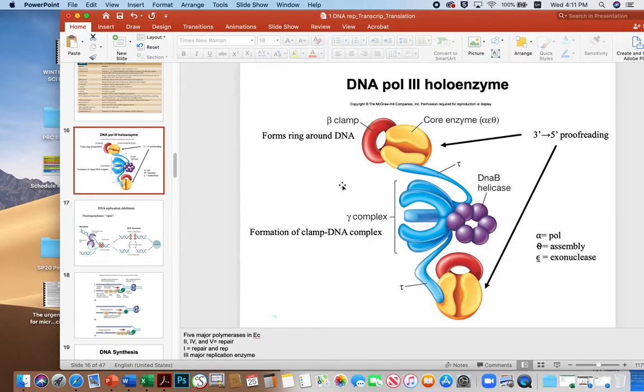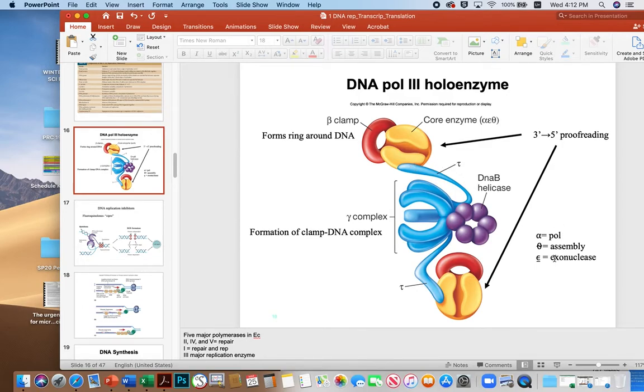So this thing is made up of a few different components. The first thing is the beta clamp that you see here that forms the ring around the DNA. This little donut essentially keeps the polymerase, the core enzyme of the polymerase, in contact with the DNA, and theoretically the DNA would be threaded through here. The core enzyme consists of 3 proteins, alpha, epsilon, and theta. Alpha has the main polymerase activity. Epsilon has the exonuclease activity, and theta seems to be for assembly, presumably binding of this to the TOF protein or tau protein. And so that's more of a structural thing.